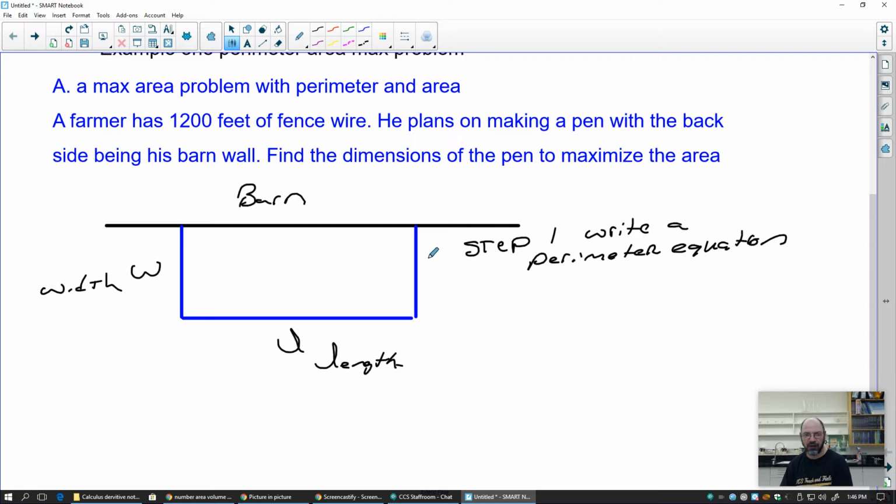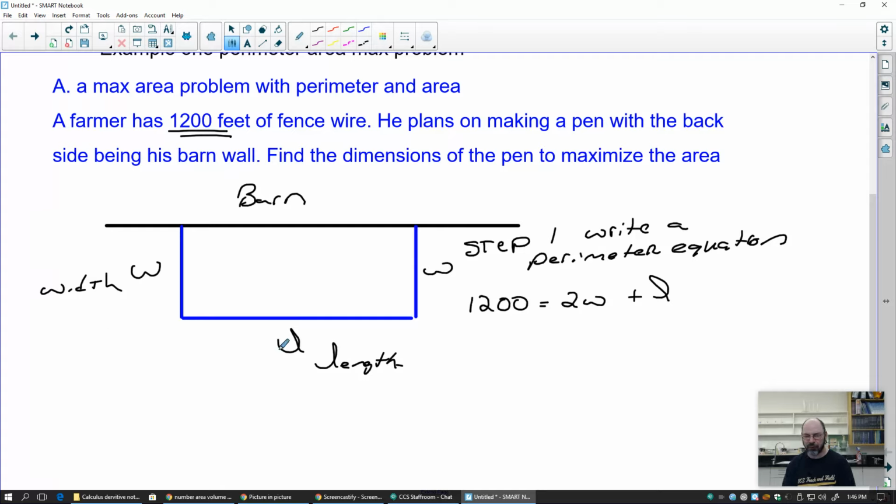So the perimeter is equal to how much fence he has. So he has 1,200 feet of fence. So 1,200 is going to equal W plus L plus W, so 2 W's plus an L. Okay. Now we want to know how much is the width and how much is the length to maximize this. So in order to maximize this, we have to maximize the area.